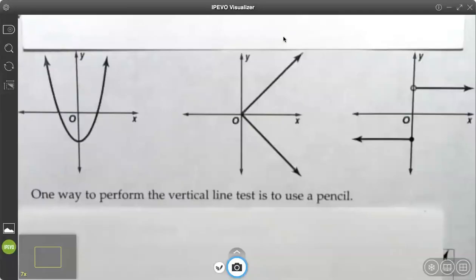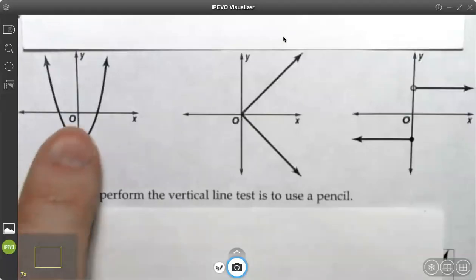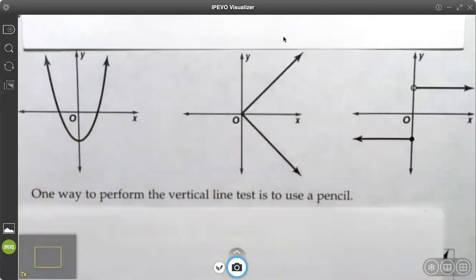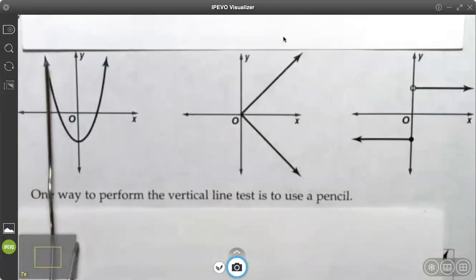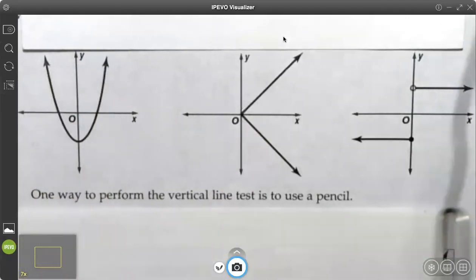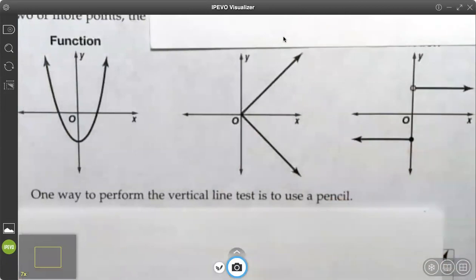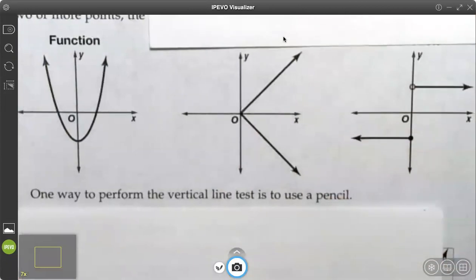Look at these and determine, are they functions? 1, 2, 3. Are they functions? Number 1 passes the vertical line test. Every x value has one y value. Yes, it's a function. What about number 2?